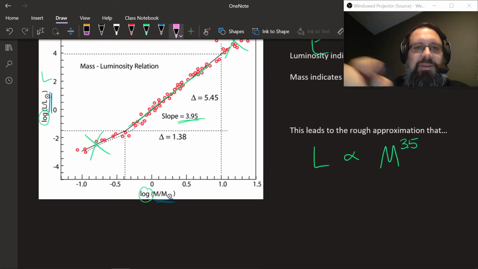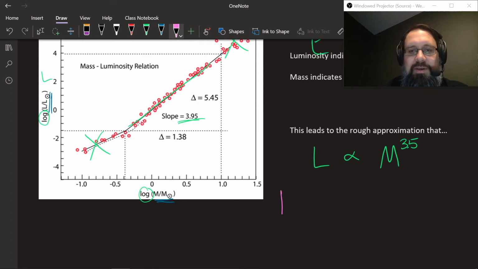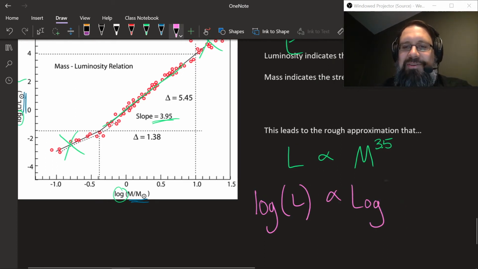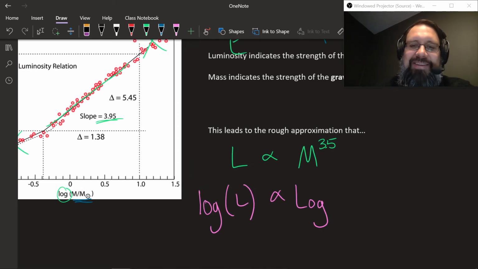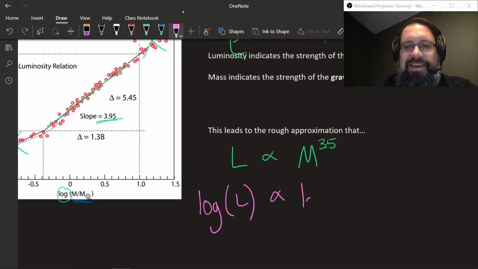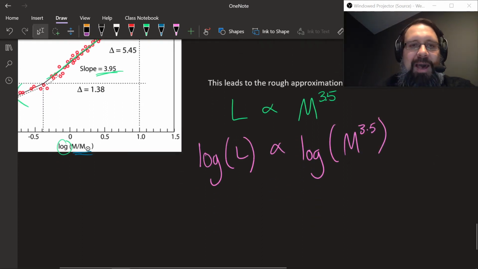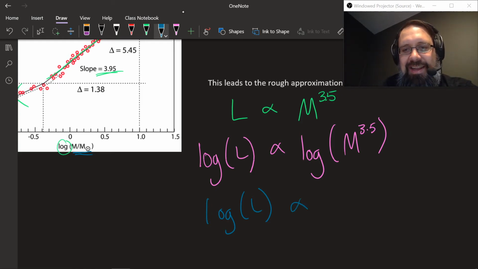So I'll prove this to you guys real quick. If we take the log of both sides, log of L and then log of M to the 3.5, you get log of L. And one of the rules for logs is when you have a base to a power, the power actually comes out in front. So 3.5 log of M.